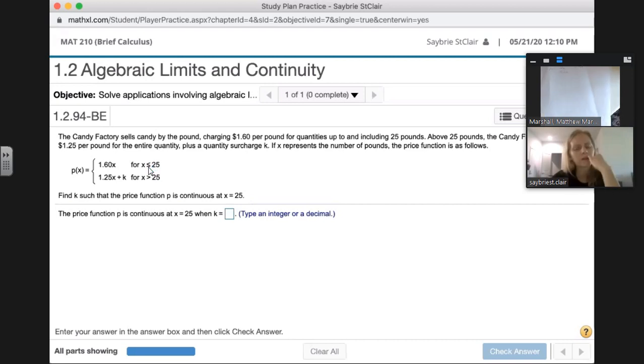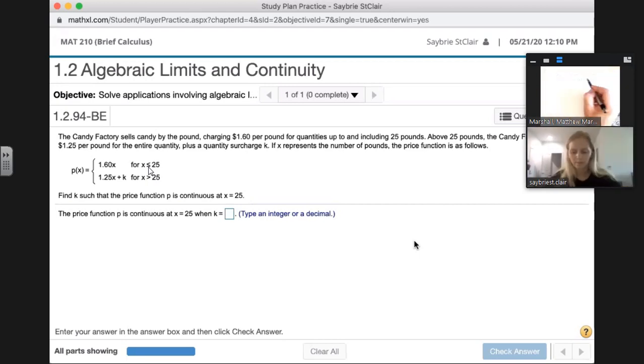And then the other one on the bottom is numbers more than 25, so that would be like, what did we do, 25.1, 25.01, 25.001, kind of like that table that we did, if you remember. And then we're going to plug those numbers in to this right here, for X.